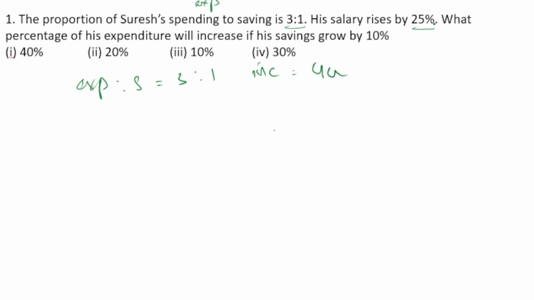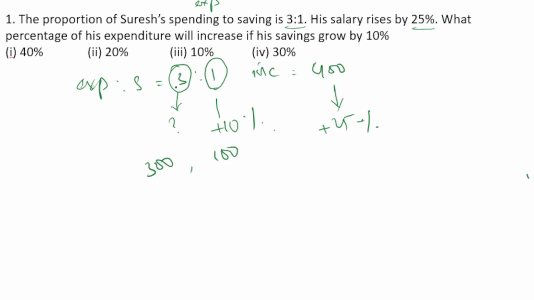His salary rises by 25%. What percentage of his expenditure will increase if his savings grow by 10%? This is what is asked. So here we will assume the income as 400 rupees and the expenditure as 300 and savings as 100. We are just multiplying 100 to each of these units.